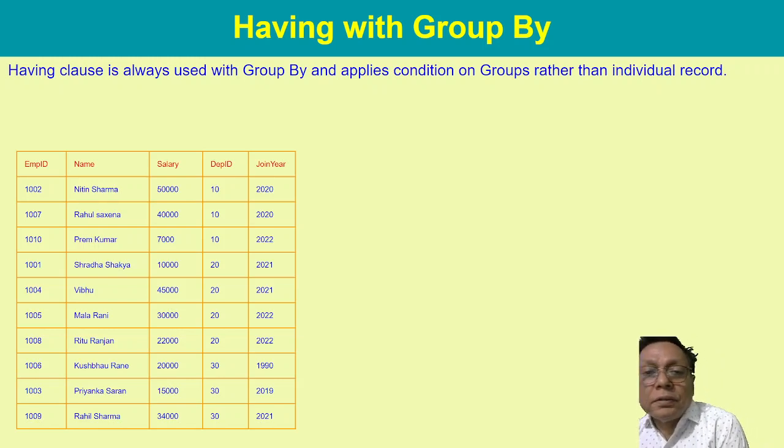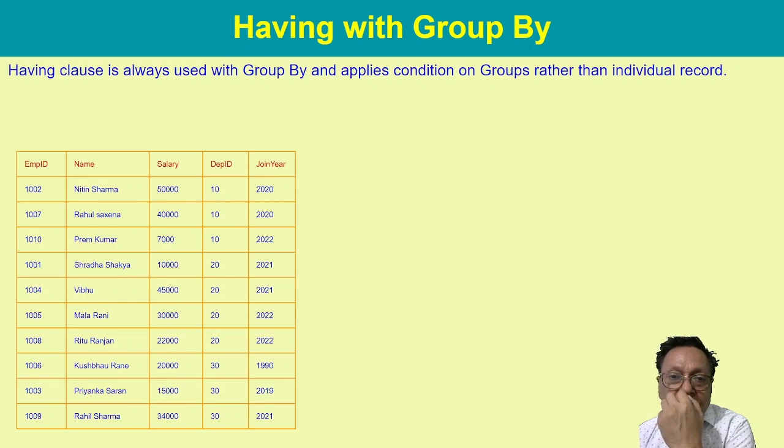Hello, my dear students. As we have discussed the group by clause in our last video, what is left is having with group by. So, what about the where clause? The where clause is applied on the table when you want to apply a condition. So, what if I want to apply where clause along with the group by?